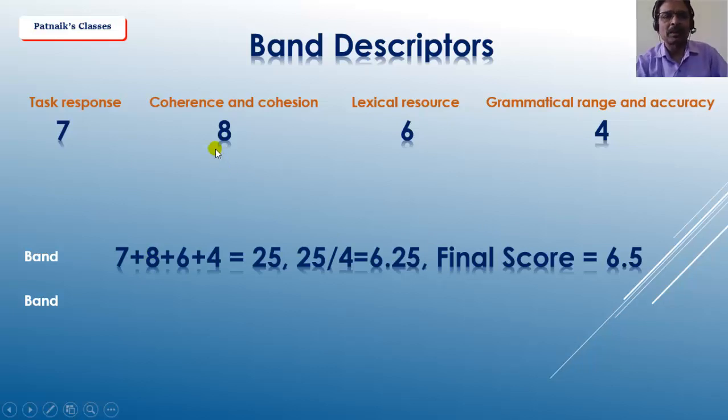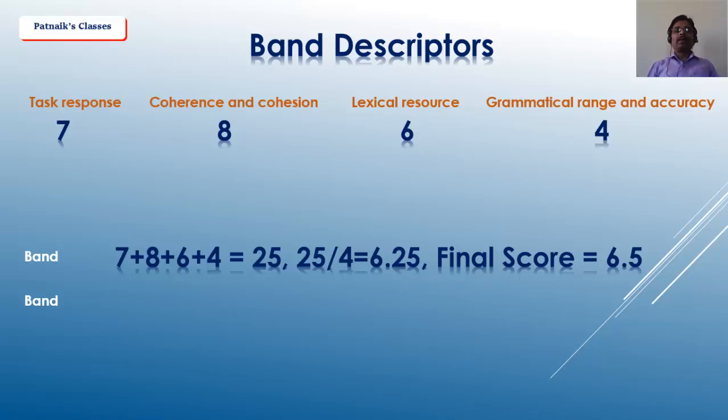Suppose for example we are taking task 1, right? So 7 plus 8 plus 6 plus 4 is equal to 25, and 25 upon 4, that is the 4 categories, he is scoring 6.25. The final score will be 6.5 for task 1. Remember, for task 1, right?